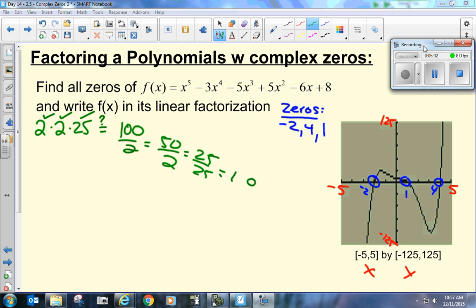So basically what we're going to do is take our polynomial and divide our zeros in, and whatever the answer is, that's the result. The next zero, I'm going to divide into that answer, and keep on going all the way down until I can actually see all of it.